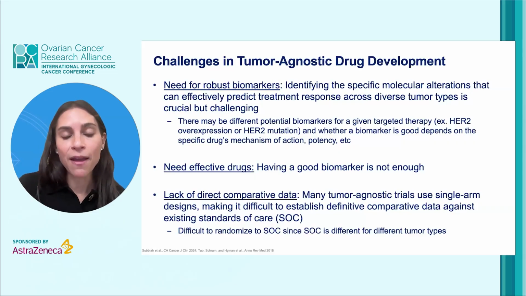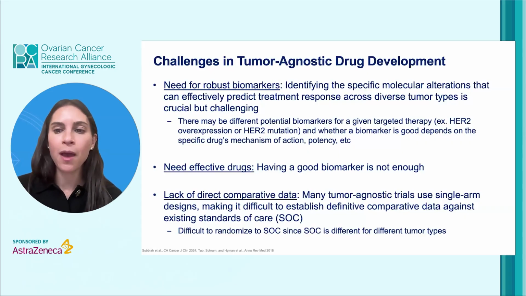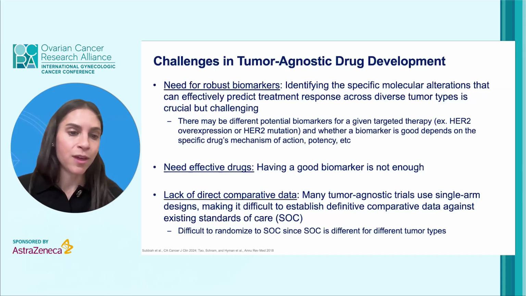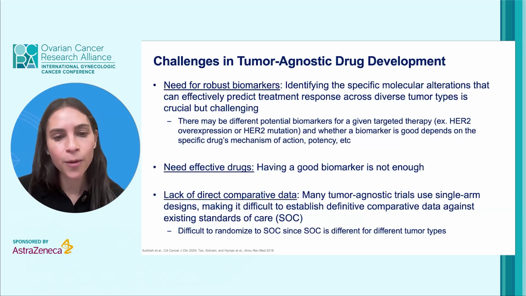Of course, there also need to be effective drugs. So having a good biomarker is not enough. You need a drug that is tolerable and can really target the pathway and is able to be given clinically. So that is, of course, critical for pairing a drug with a biomarker.